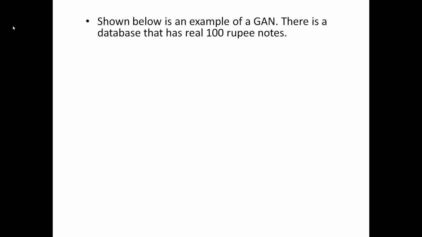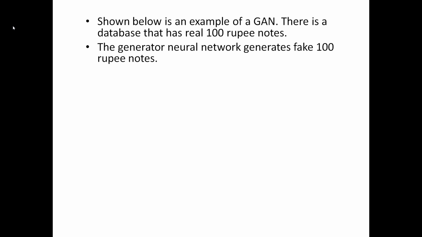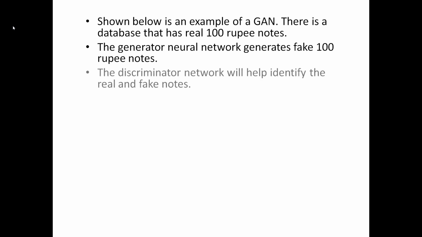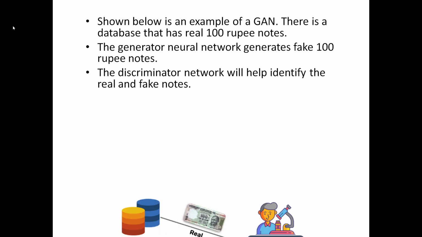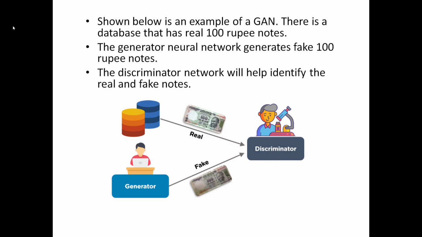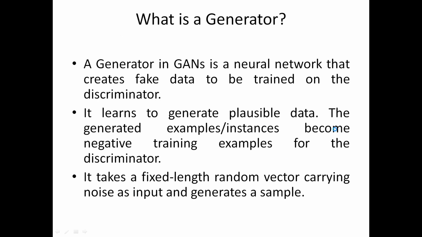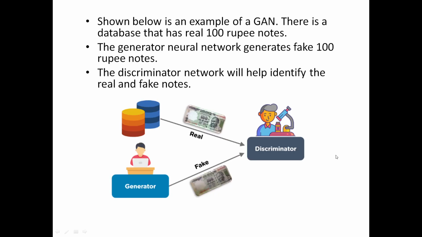Here we will see one example for generative adversarial networks. Assume that there is a database that has real 100 rupee notes. The purpose of the generator neural network is to generate fake 100 rupee notes. And the purpose of the discriminator network is to help identify the real and fake notes.